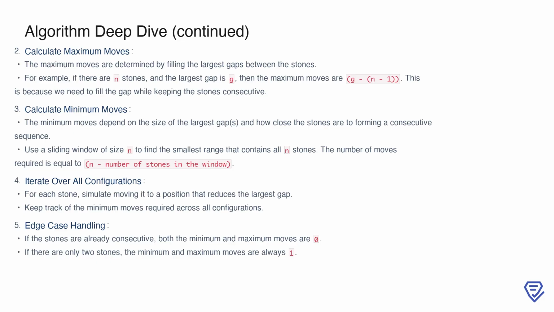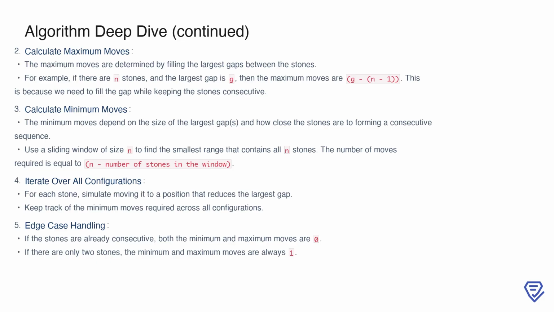For the minimum moves, the strategy is slightly different. Here, we focus on how close the stones already are to forming a consecutive sequence. Using a sliding window of size n, we identify the smallest range that contains all n stones. The number of moves required is equal to n minus the number of stones already in the window, since we only need to reposition the stones that fall outside this range. To refine the solution, we iterate over all configurations, simulating moves for each stone to minimize the largest gap.